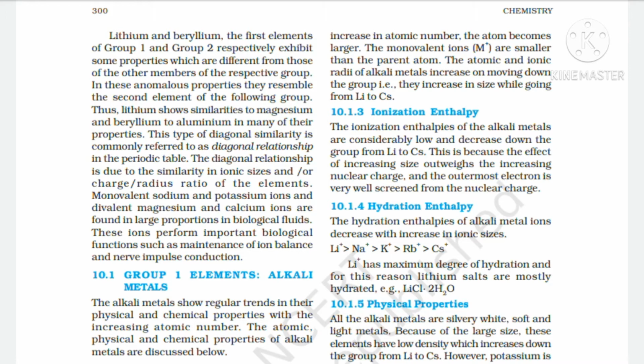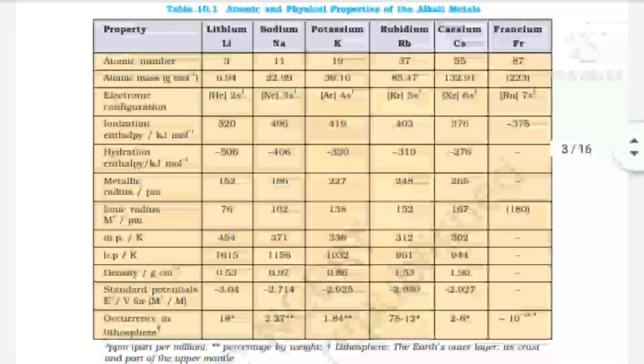Then melting point and boiling point are given in the table. Density is also given. The abundance of the elements, such as potassium, occurring in the lithosphere is given. What is lithosphere? Lithosphere means the earth's outer layer, its crust and part of the upper mantle.